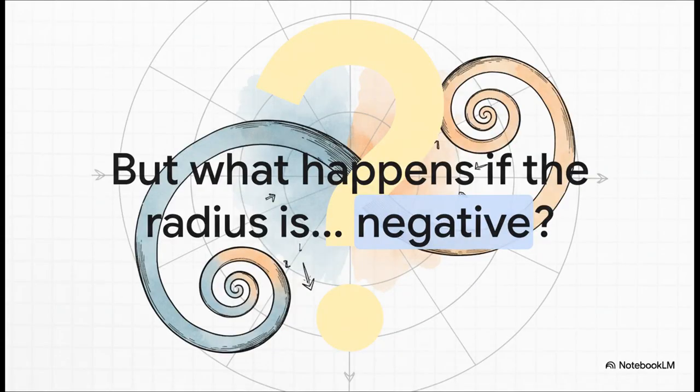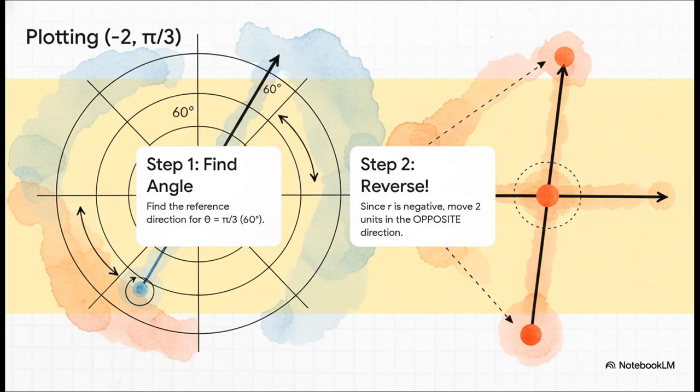Simple enough. All right, that was the easy one. But now for that curveball we were talking about. What happens with that negative radius? This is where that walk backward rule is going to be super important. Let's plot (-2, π/3).